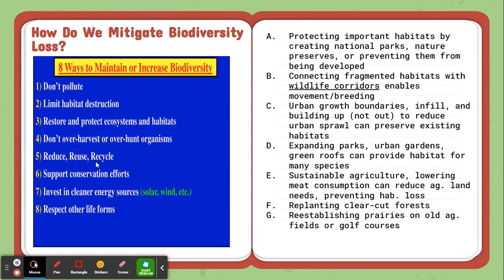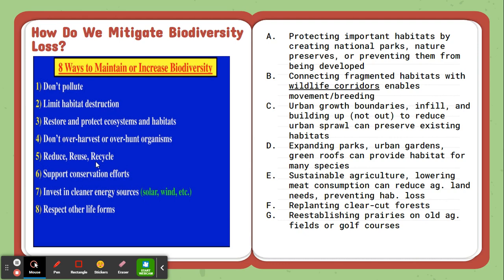Now, how do we mitigate issues involving biodiversity loss? Well, we could establish more laws and requirements for the protection of important habitats, like our nature preserves and national parks. As I mentioned in a previous slide, for habitats that may be fragmented by human development, we could establish more wildlife corridors, areas where species can migrate safely to other habitats to increase gene flow.